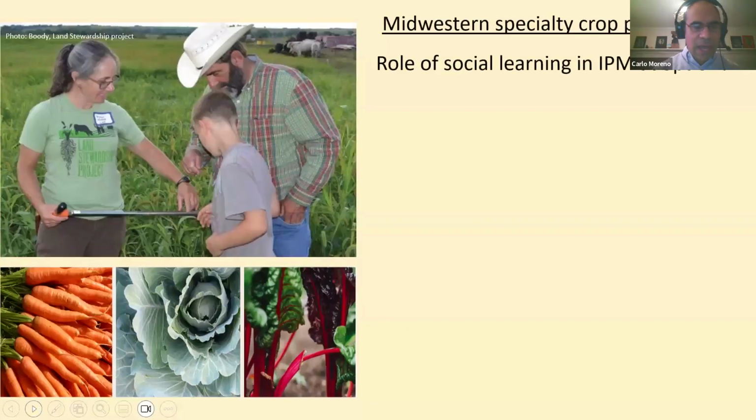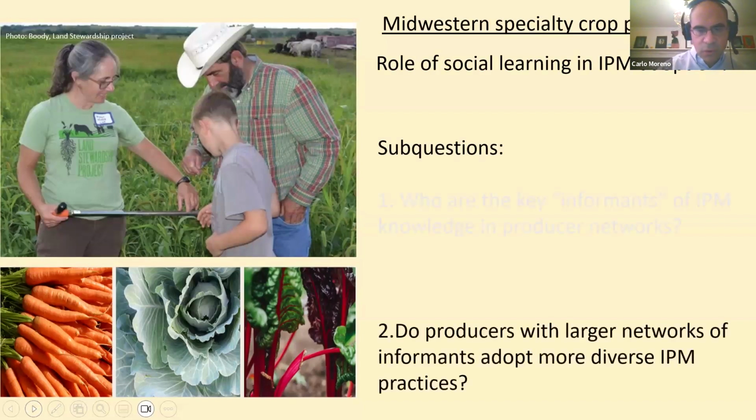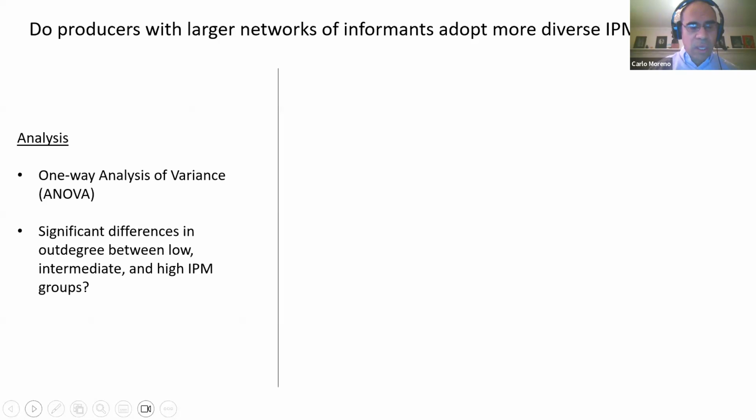All right. Now, I had one additional question. I'm going to get to this really quickly because I know we are tight on time. But that second question was, do producers with larger networks of informants adopt more diverse IPM practices? So we did a one-way analysis of variance, and we looked to see if there were significant differences in out degree. Out degree, again, is the number of connections between low, intermediate, and high IPM groups.